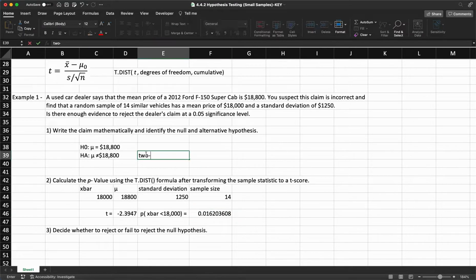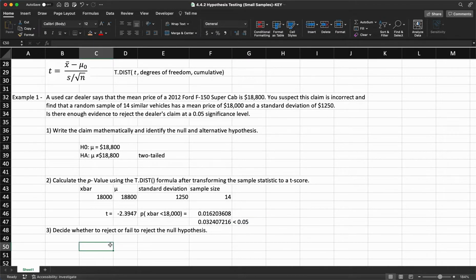Now this calculation that I did was for a one-tailed, a lower-tailed hypothesis test, but we are doing a two-tailed hypothesis test. And so I need to take that value and multiply it by 2, and that gives me 0.0324078. This value is still less than my significance level of 0.05, so we need to decide whether we're going to reject or fail to reject the null hypothesis. In this case, since my p-value is less than my significance level, I will reject the null hypothesis.